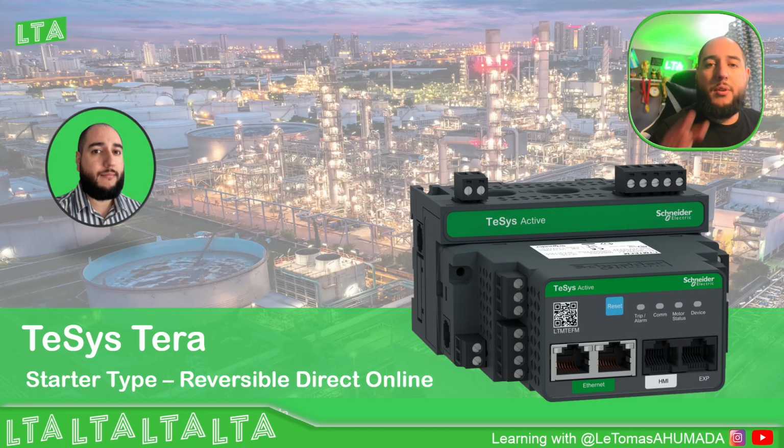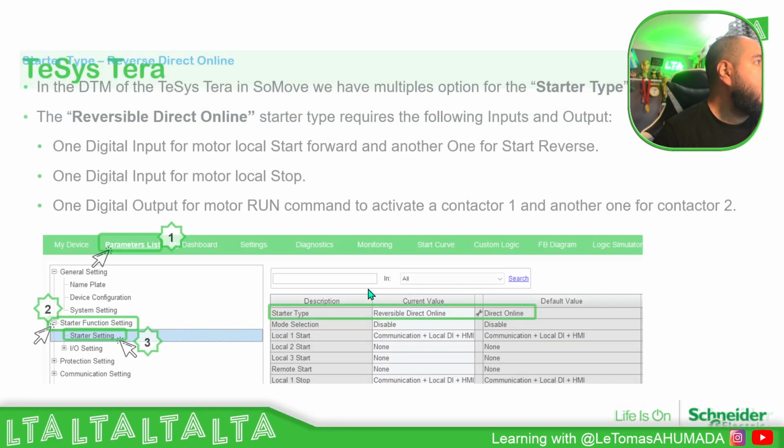In the configuration of the DTM, the TeSys Tera, we have one specific part for how we want to predefine the configuration of the TeSys Tera, and we need to select the reversible direct on line. Okay, so let's grab the pen and start.